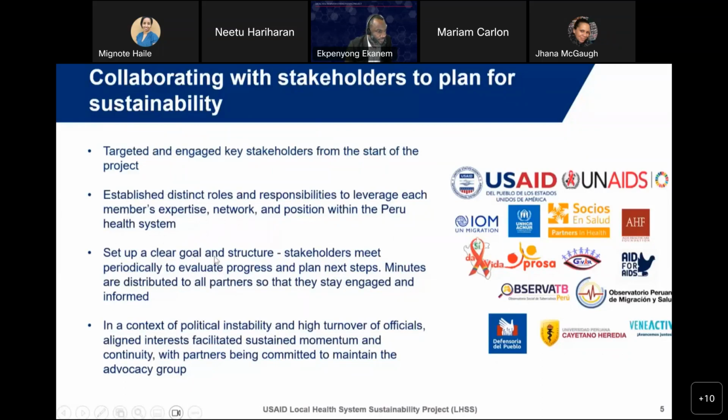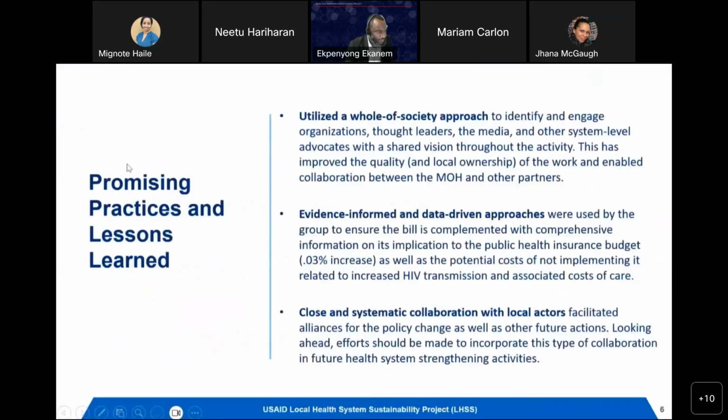We set up a clear goal, and we still meet periodically to evaluate progress and plan next steps. We prepare minutes and distribute them to all partners so that they can stay engaged and informed. And as you know, we have huge political instability and high turnover of officials. So this collaboration aligns interests and facilitates sustained momentum and continuity, with partners being committed to maintain the advocacy for this goal. So, what have we learned?